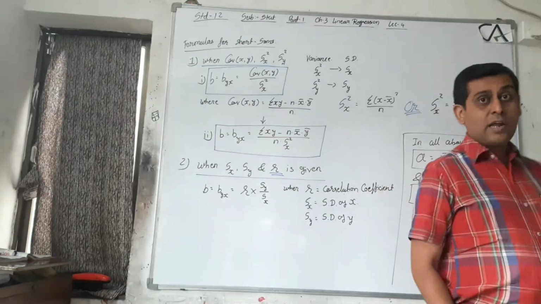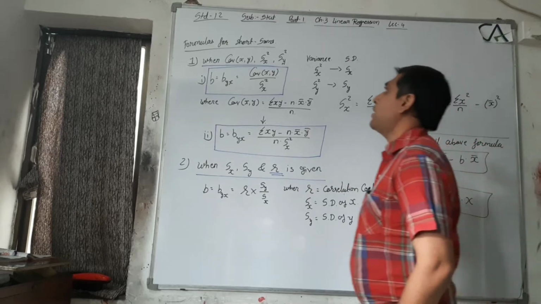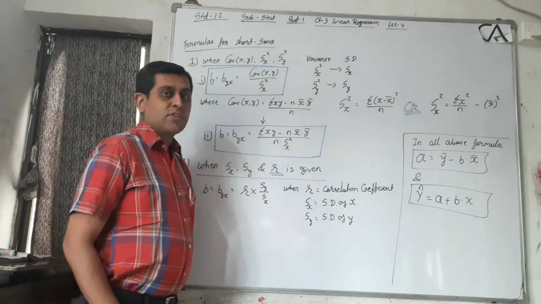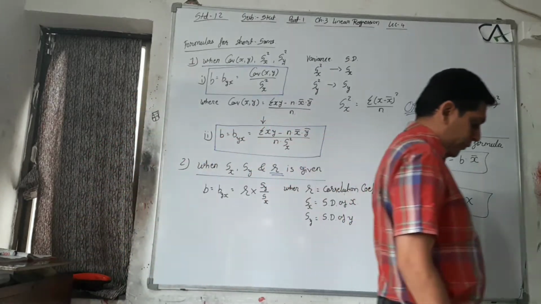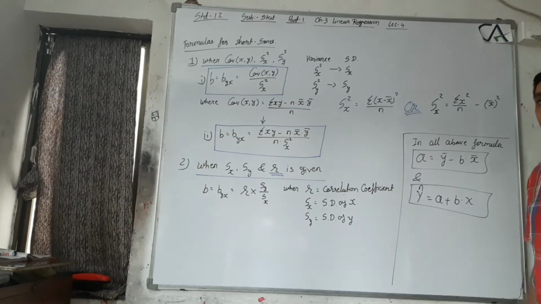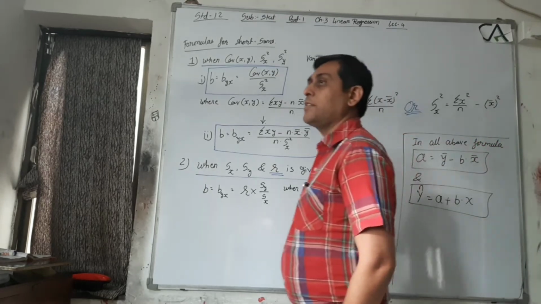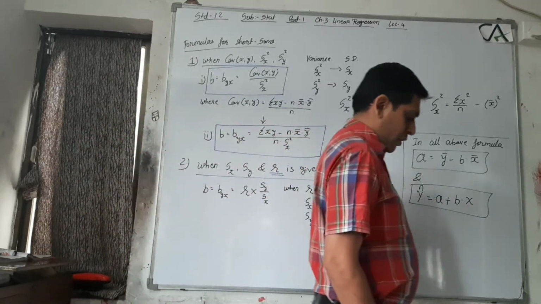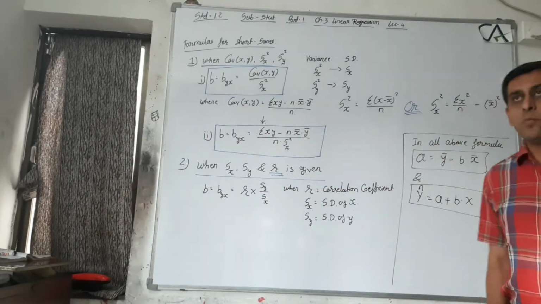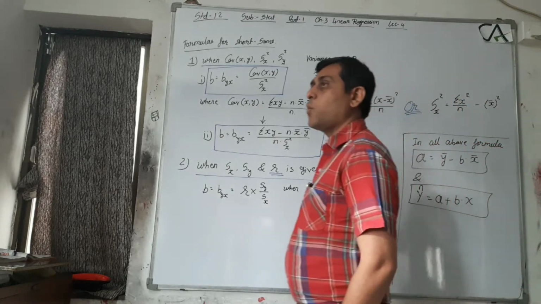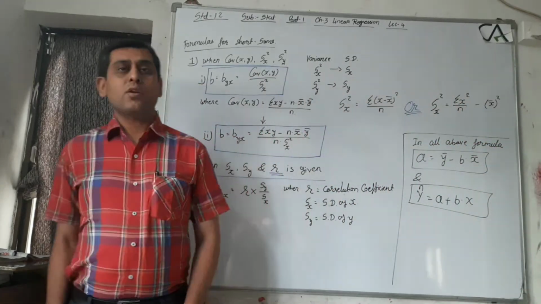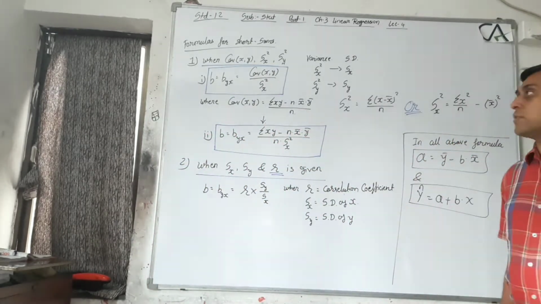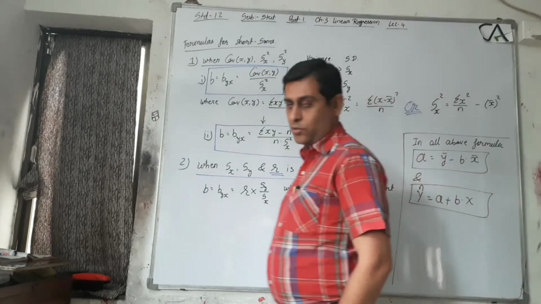Myself Dipesh, and I am taking your standard 12 state part 1 chapter 3 linear regression lecture number 4. In our last lecture I gave you the homework of exercise 3.2 sums number 1 to 5. Some students have some problems, some queries in those questions. I solved it in the call, but if you still have problems, I will solve it in our regular lecture.